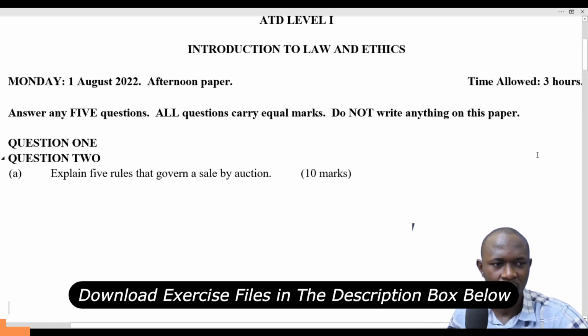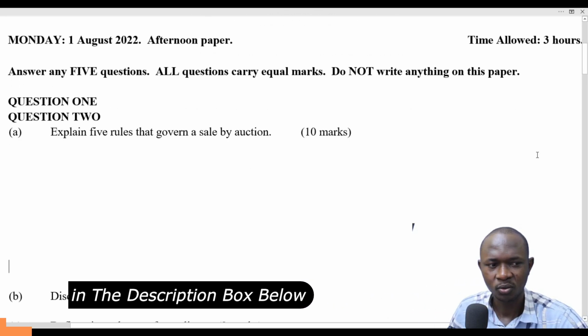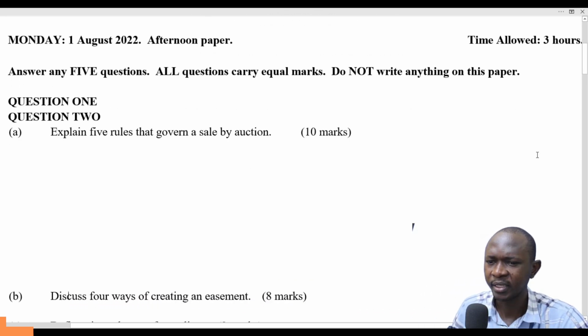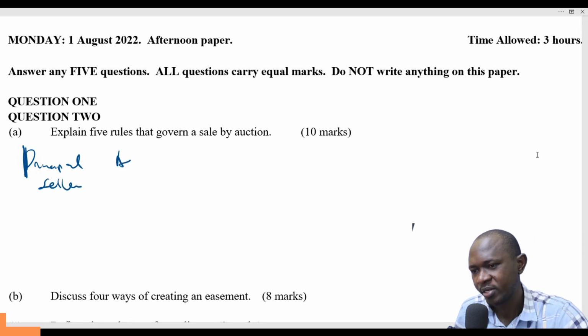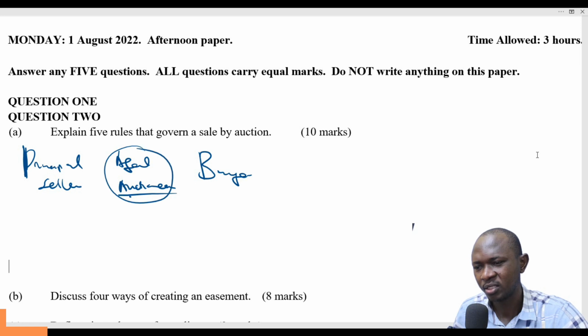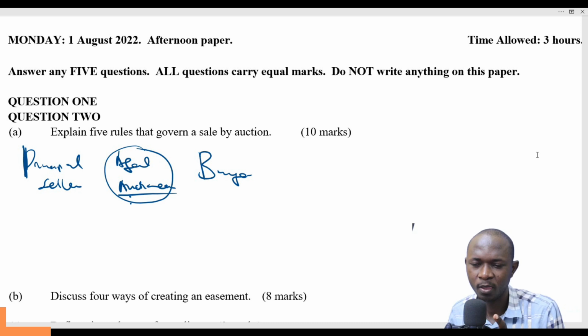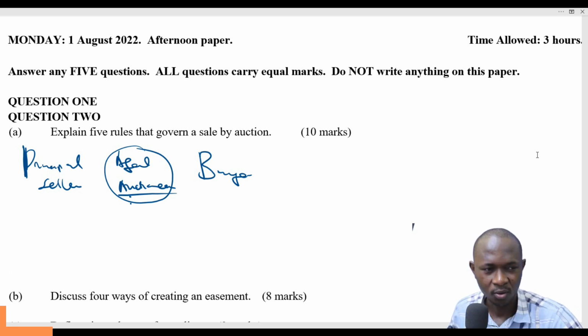In an auction, we have the principal, who is the seller. Then we have the agent, who is the auctioneer, who conducts the sale process, and of course they are selling to the buyer. So the agent is the auctioneer and receives instructions from the principal, who in this case is the seller or the owner of the goods that are being sold.